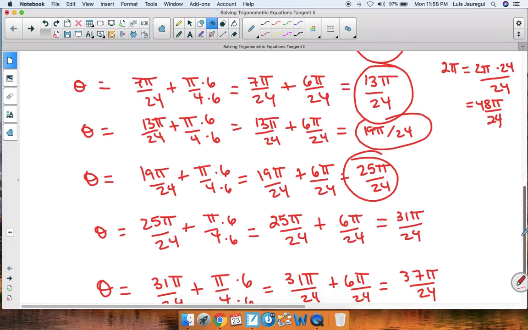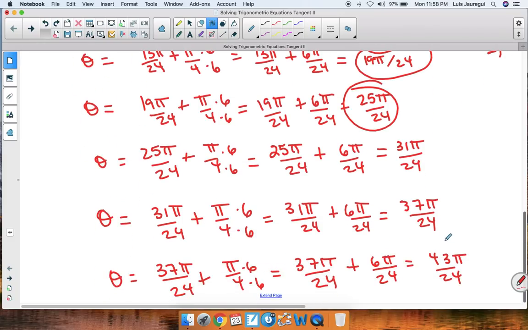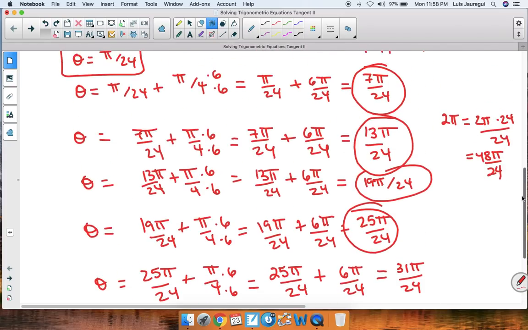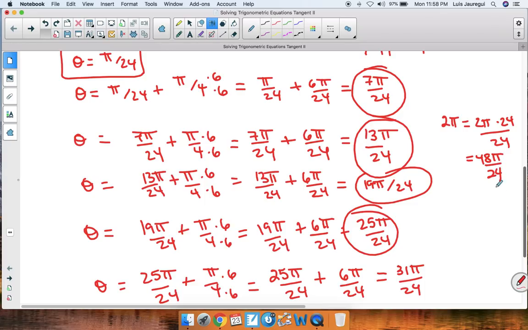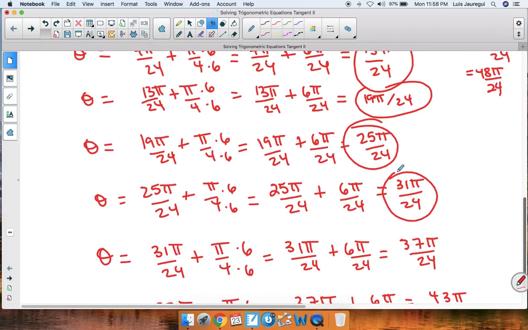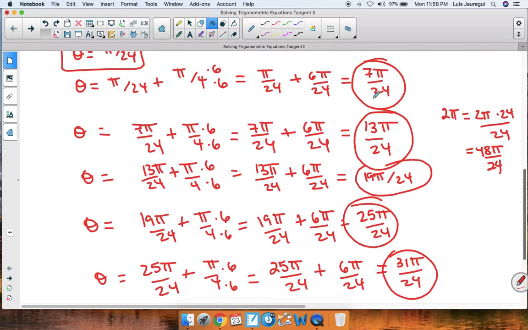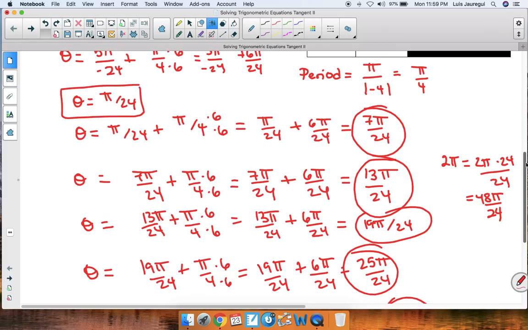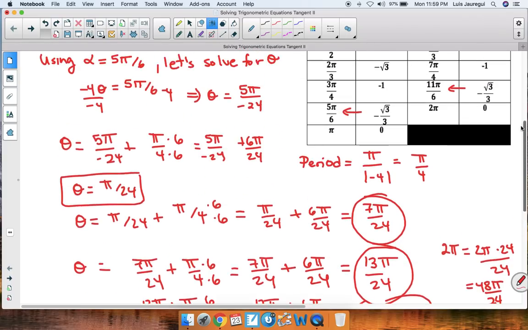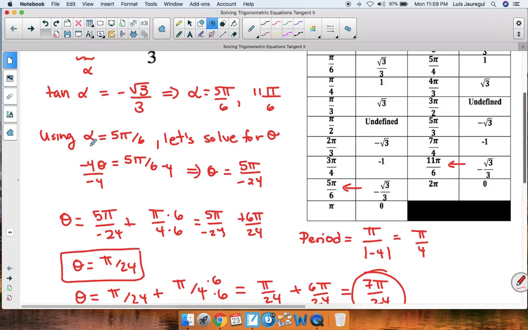Now, if we were to add one more, let's say we add another 6 pi over 24, that will become 49 pi over 24, which is past the 48 pi over 24 that represents the 2 pi. So let's see how many solutions we have obtained so far. So we have the 43 pi over 24, 1, 2, 3, 4, 5 solutions so far, 6, 7, and one more, 8.